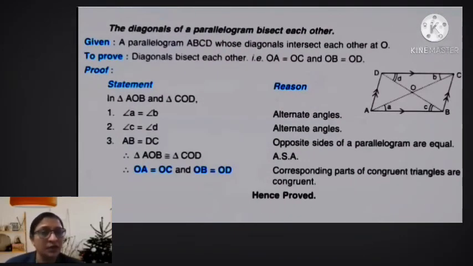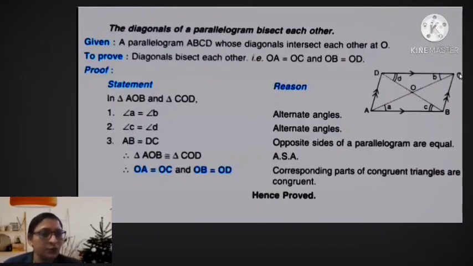Here comes another theorem related to parallelogram. The diagonals of a parallelogram bisect each other. Here is given parallelogram ABCD, whose diagonals intersect each other at point O. To prove the diagonals bisect each other, that is, OA is equal to OC and OB is equal to OD.